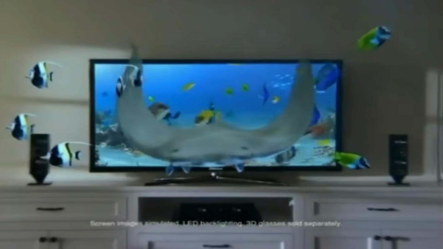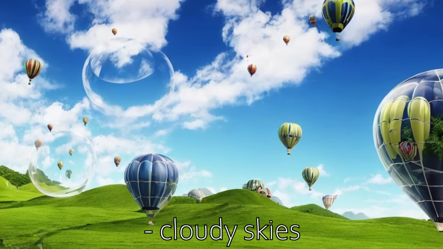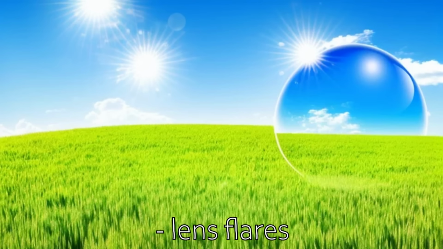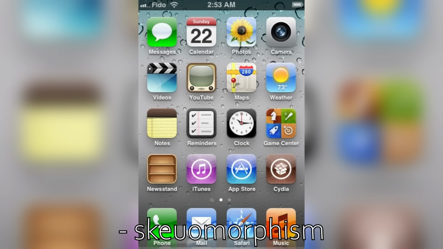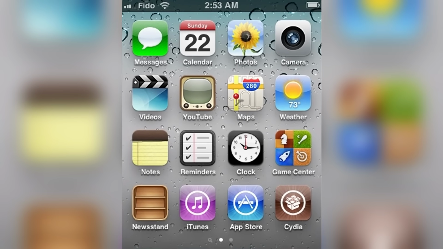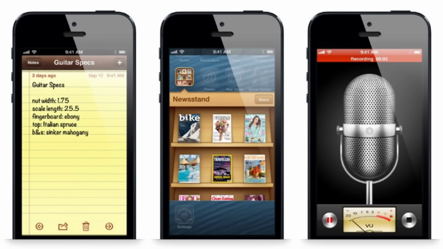Some key characteristics that are most common in the Frutiger Aero aesthetic are the use of glossy textures, nature, cloudy skies, aqua life, bubbles, lens flares, vibrant colors, Frutiger fonts, and skeuomorphism, which is basically the design concept of making items that resemble their real-world counterparts, kinda like the ones I'm showing on screen.